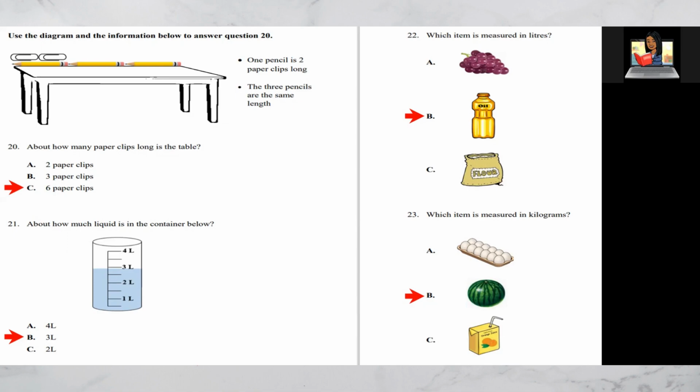Question 23, which item is measured in kilograms? Eggs are usually sold by the dozen. Juice, like this little yellow juice box, you usually have it in ounces if you're still doing imperial. But for metric, you would measure it in liters, milliliters. So it would have to be the watermelon. The mass or the weight of this watermelon here would be measured in kilograms.